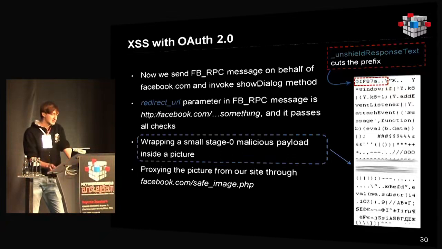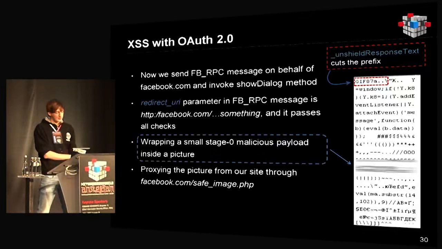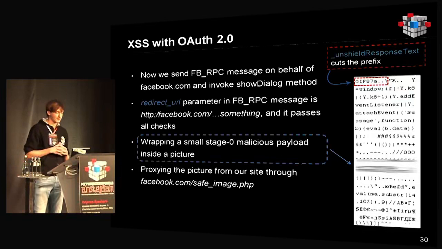I divided the payload into two parts, stage 0 and stage 1. Stage 0 was a very small thing. It just allowed me to evaluate my own code. And the saveimage.php script itself is another mitigation from Facebook. It made leaking the referer from Facebook impossible.